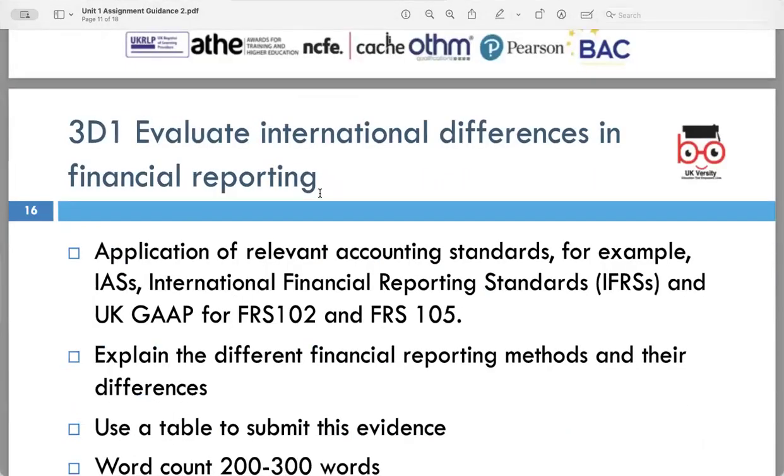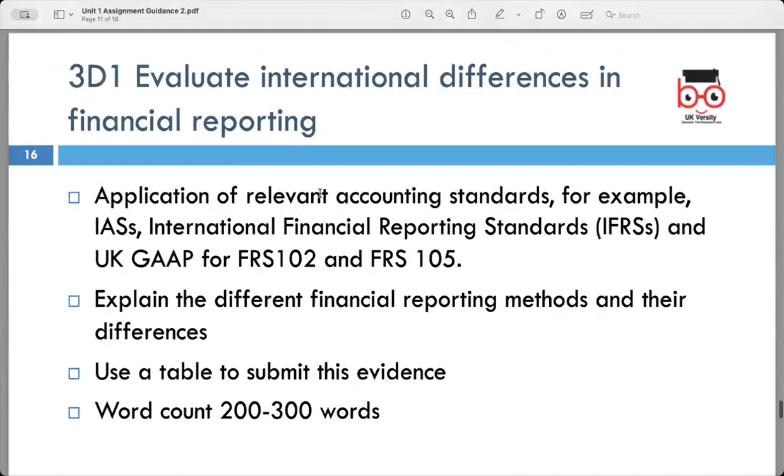International: you will evaluate international differences in financial reporting, application of relevant accounting standards, for example, International Accounting Standards, International Financial Reporting Standards, and UK GAAP, FRS 102 and FRS 105. So explain the different financial reporting methods and their differences. Use a table to submit this evidence.